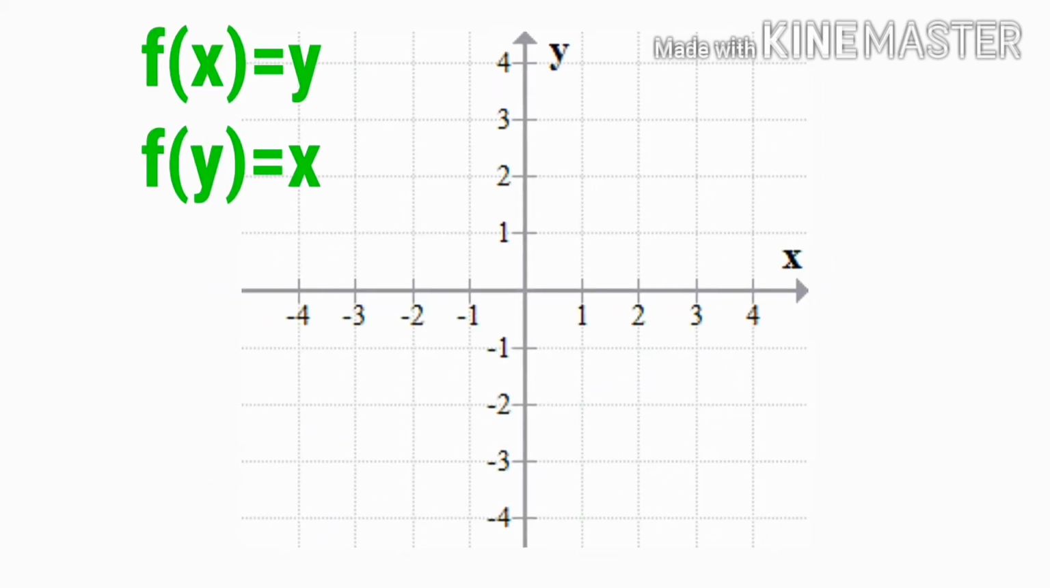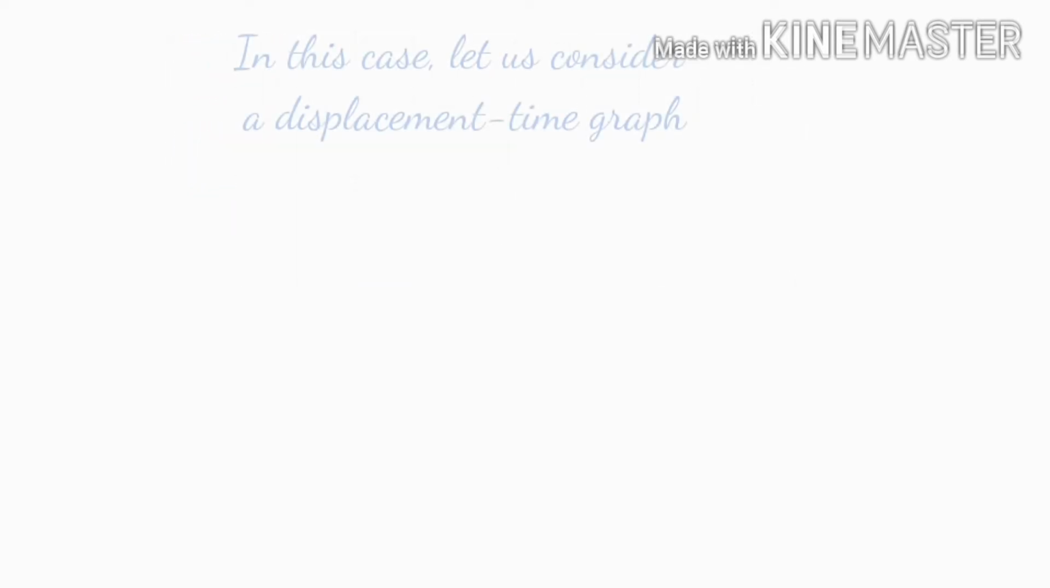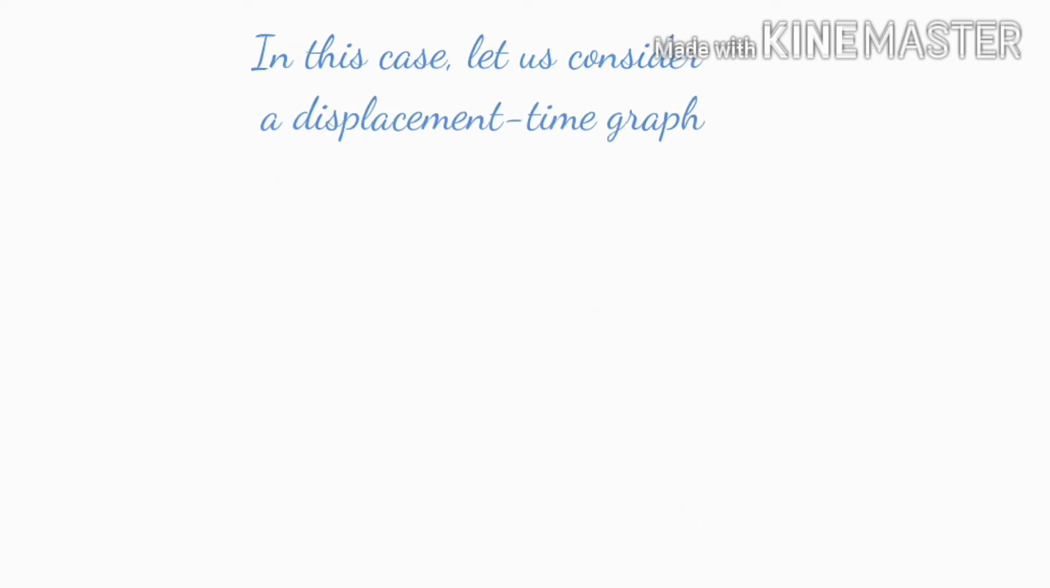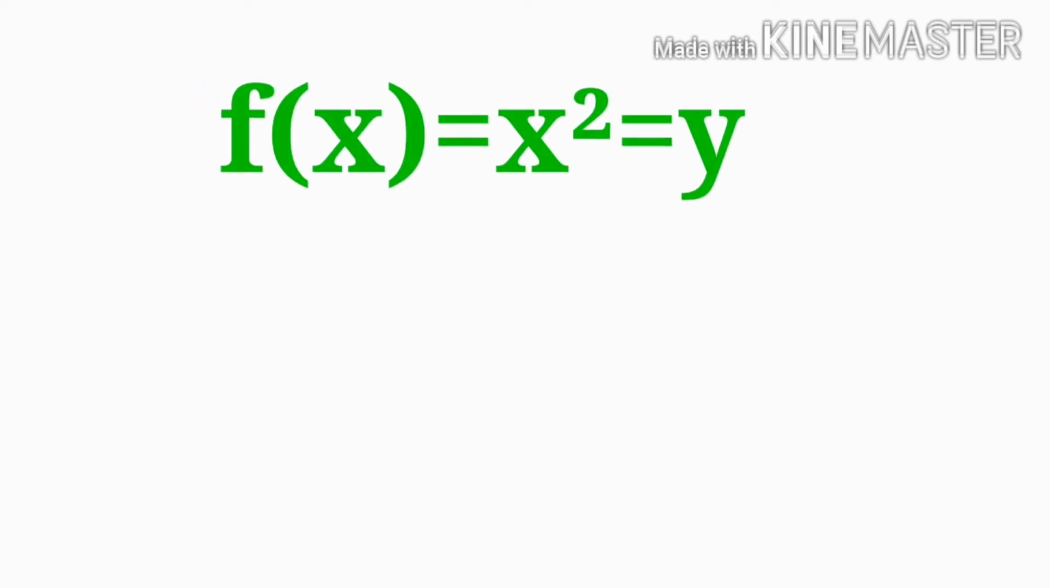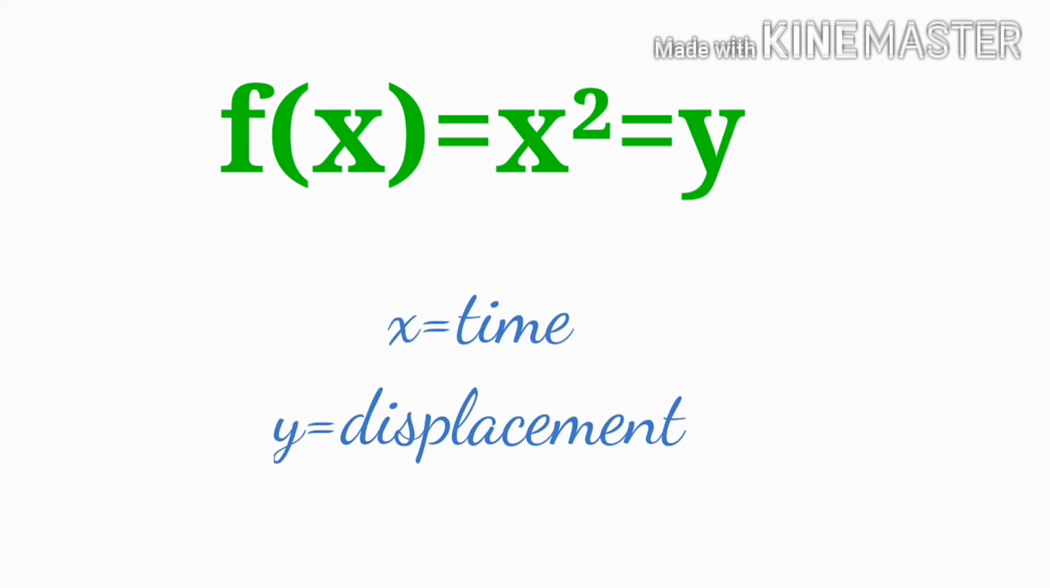So let's derive. We know that in a graph, the function of x is always y and the function of y is always x. In this case, let us consider a displacement time graph in which x is time and y is displacement. No, that was not the graph. We need a graph with function of x equal to x square, which is equal to y, where x is time and y is displacement. How would it look? Yes, it will look like this.